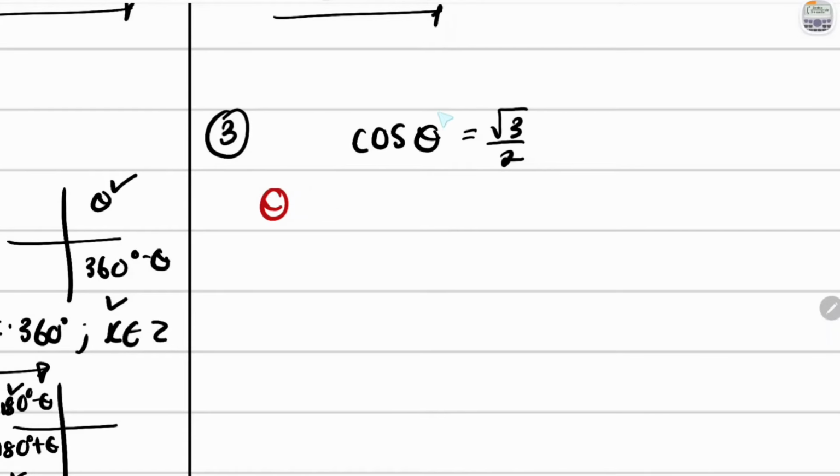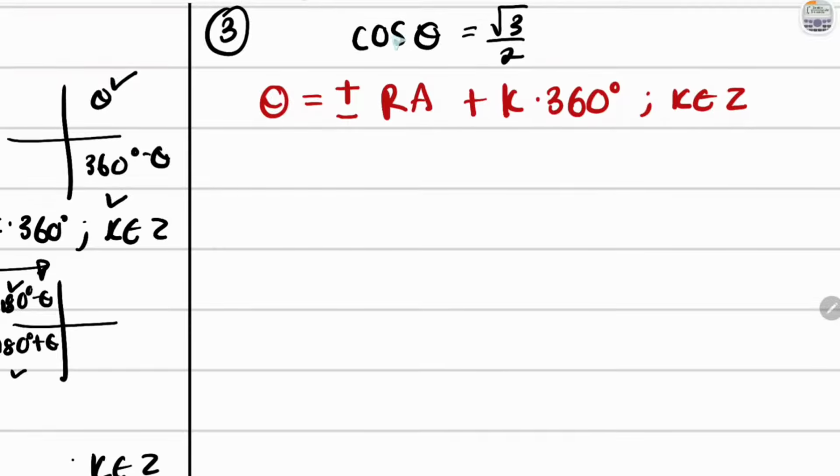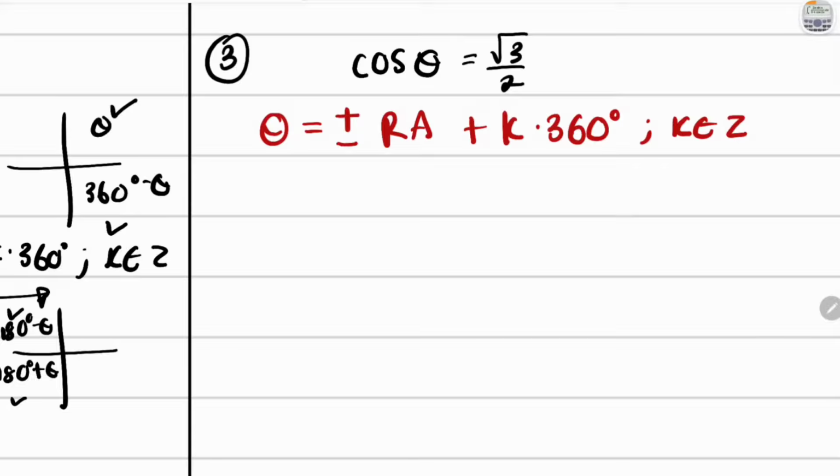If you're trying to solve for theta or whatever angle you have to solve for, you're just going to say positive and negative of whatever your reference angle is, and then plus k of 360 degrees because the cos graph repeats every 360 degrees, and where k is an element of integers. And that's all. So let me show you how it works with this. We don't have to consider quadrants or where it's positive because it's a quick method we're using.